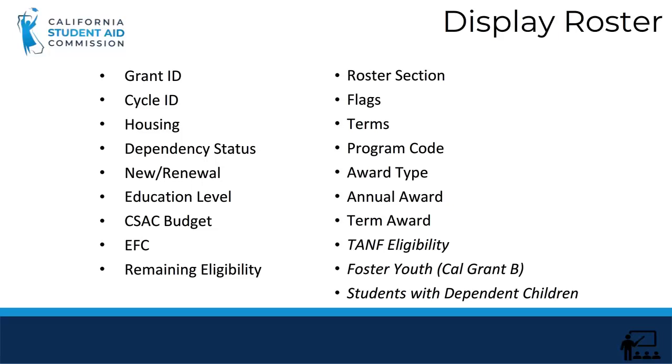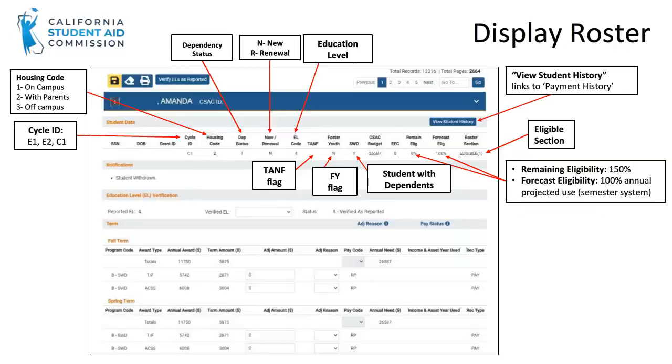Here are the data elements that are presented on a standard CSAC roster. Each element contains important information to help understand a particular student's award and the information that we used in the award consideration. These elements also can be customized to help identify a selected group of students on your roster. On this slide, you can see a sample of a roster with all of the identifiers in the different fields.